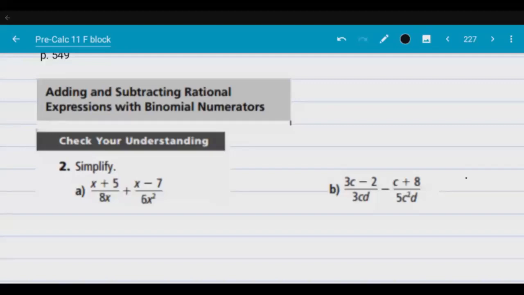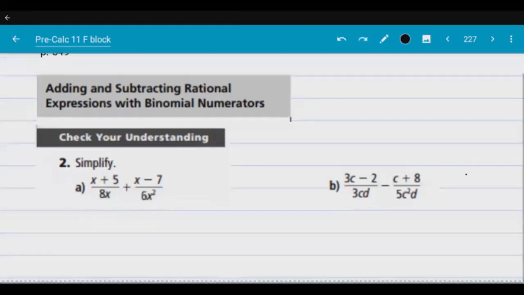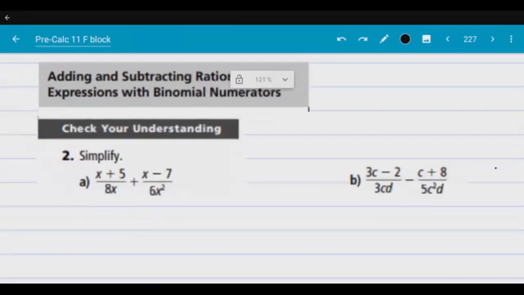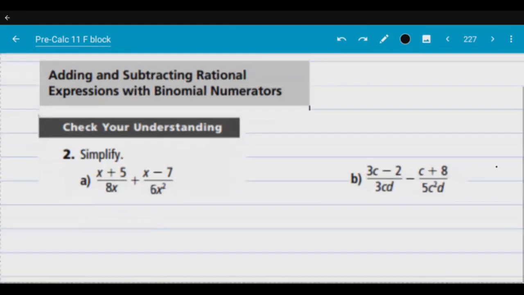So we are to simplify this. This time we are adding and subtracting rational expressions with binomial numerators. In the previous Check Your Understanding, it was monomial numerators, meaning one term. In this one, it will be two terms. This is a binomial. This is a binomial. So once again, guys, the idea is you have to find a least common multiple.